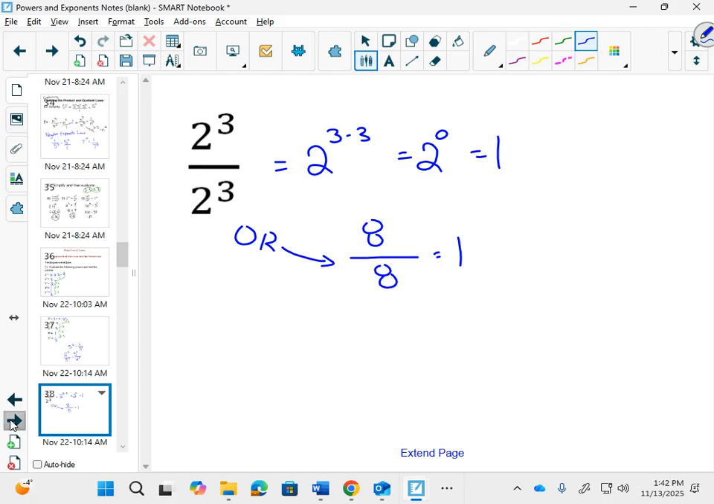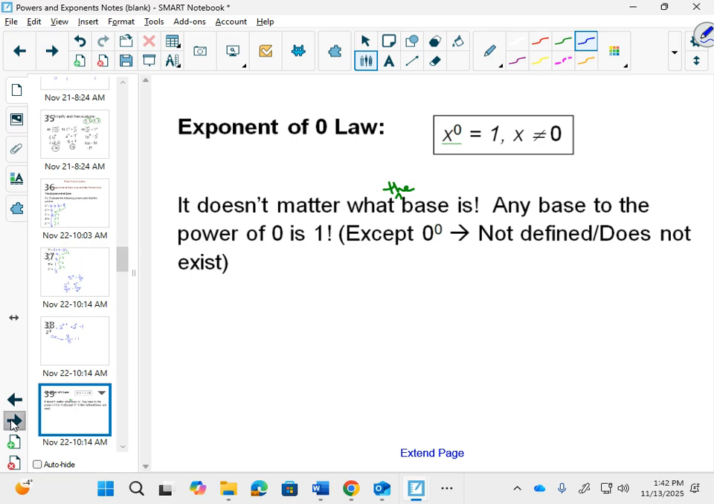So that's what it's in the box for you there. The exponent of 0 law. Anything to the exponent of 0 is equal to 1. And it doesn't matter what the base is. You can add the word the. I forgot the word the in your notes. So you can add it in.